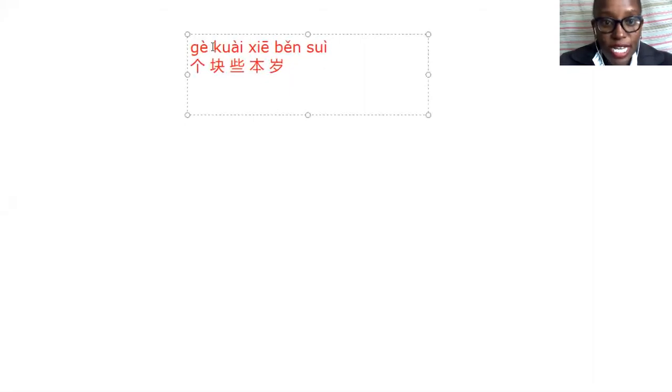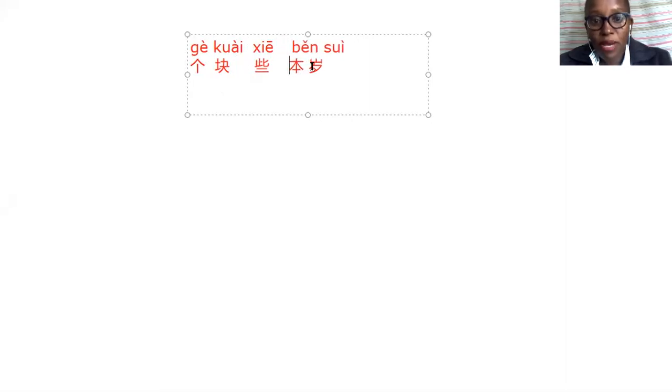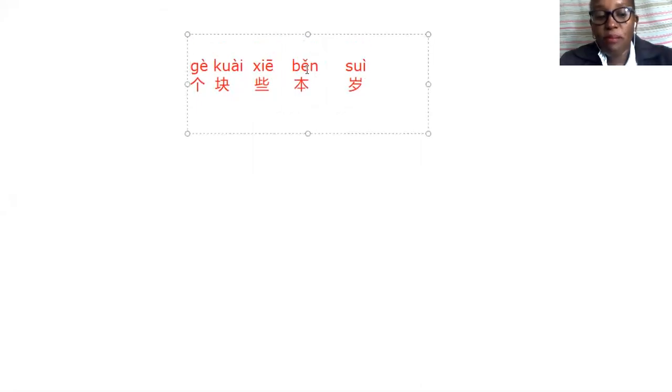Now I want you to see this. So here we've got the measure word 个. We also have the measure word 块. We also have the measure word 些. And we also have the measure word 本. And then lastly, we have the measure word 岁. So these are all called quantifiers, or measure words if you like.